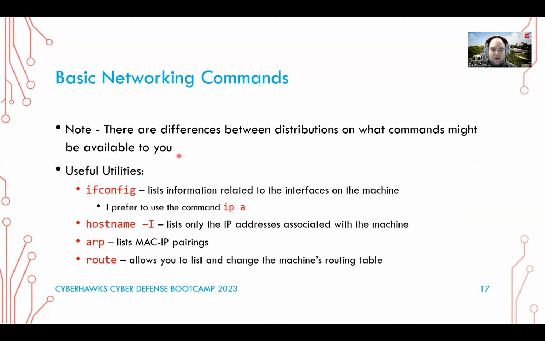Some basic network commands, and I'll show you these when we're going through them. You can use ifconfig to figure out what your IP address is. This is a little bit deprecated, so some machines nowadays don't come with it anymore. I prefer to use ip a. This will tell me the information that's associated with each of my interfaces on the machine. We can also use hostname -I to list the IP address. It's much shorter, and I'll show you how that works. And then we can also list the ARP table. So going back to the MAC address to IP address pairings, we could use arp. And then routing shows us where it is communicating.